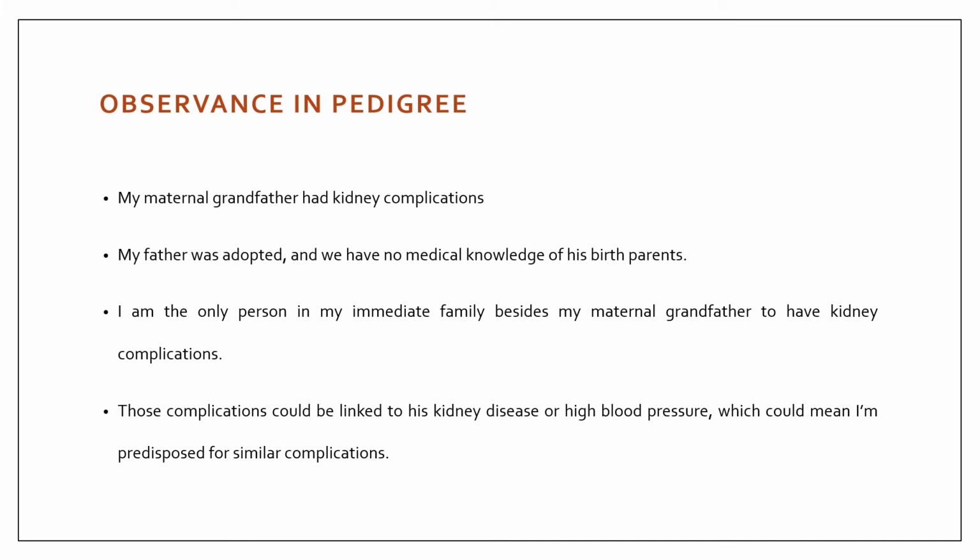My father was adopted, so we don't have any medical knowledge on his side of the family that may have some other underlying factors that could play into my future, medically speaking. And so, going back to my maternal grandfather, hypertension and kidney disease usually go hand in hand and can be passed down through genetics, making me predisposed for similar complications such as high blood pressure, heart disease, or some sort of kidney disease.